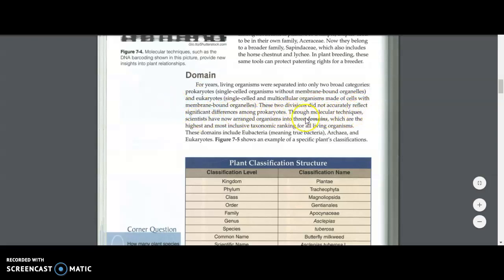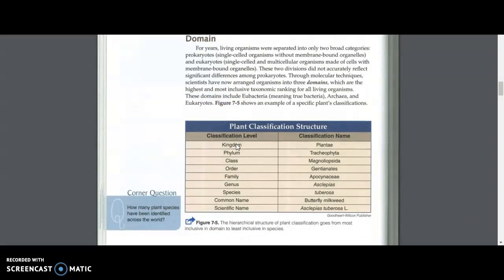Through molecular techniques, scientists have now arranged organisms into 3 domains, which are the highest and most inclusive taxonomic ranking for all living organisms. These domains include eubacteria, meaning true bacteria, archaea, and eukaryotes. You can see in figure 7-5 the examples of specific plants and classifications. And you'll find the answer to number 5 in what I just read.